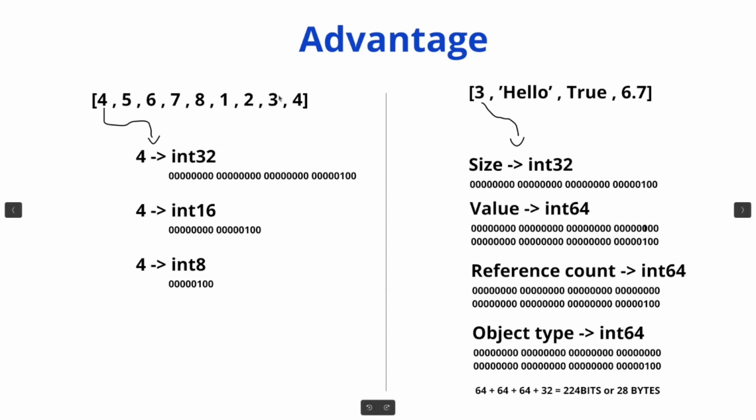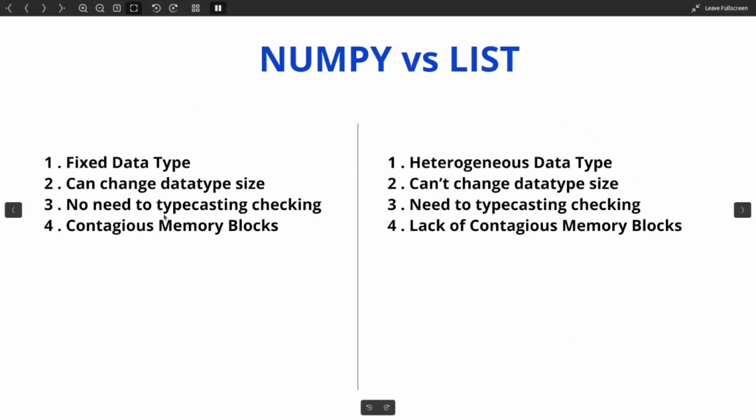So this is the first advantage of NumPy array over list. It takes less memory as compared to list. And the third is no need for typecasting checking.